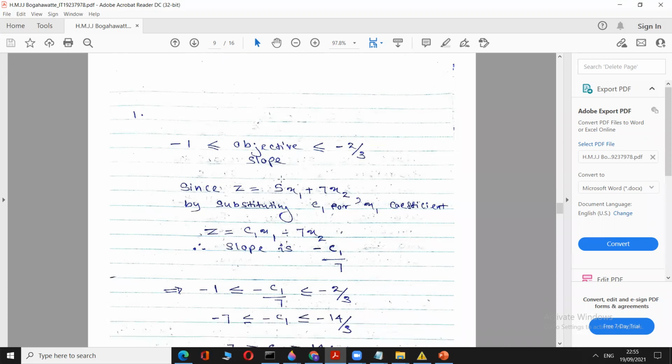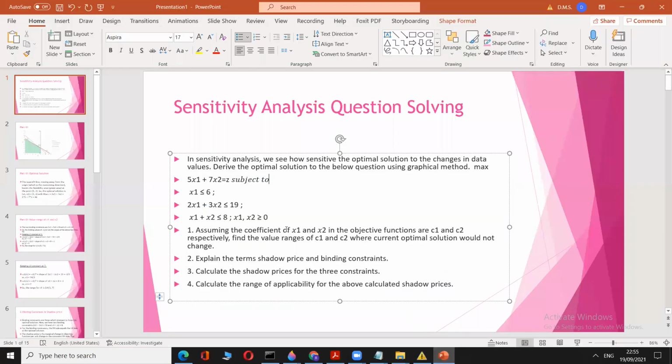If I take the question this way, for this equation, what is the gradient or slope? The coefficient of x is 2 and of y is 3. Therefore this becomes minus 2 over 3, and this becomes minus 1 divided by 1, because the coefficient of x2 is also 1.